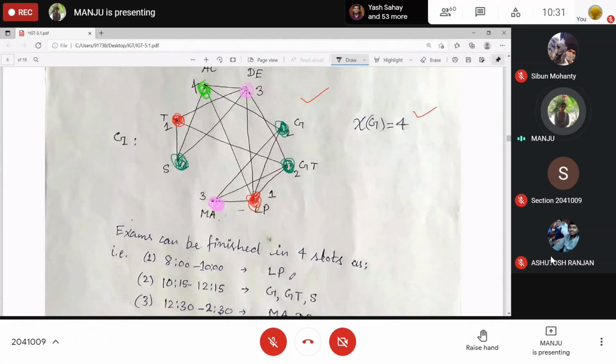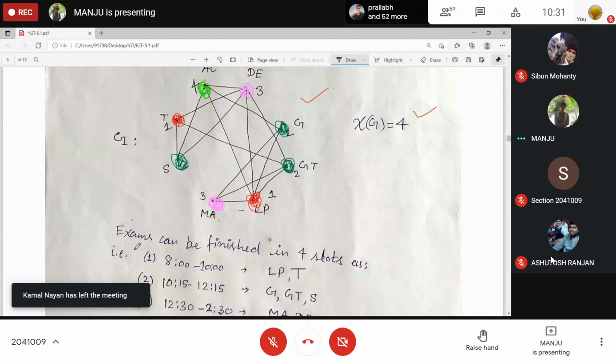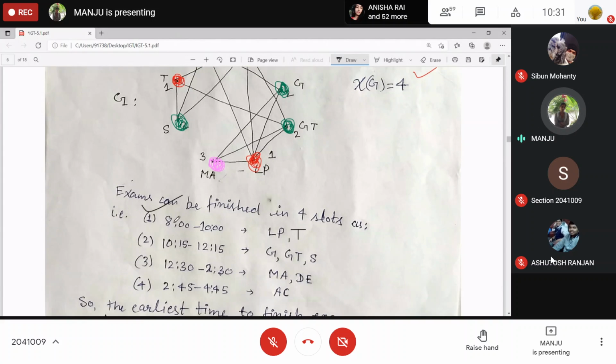LP and topology. So this should be topology as well. First slot, LP and topology. It is not necessary that you have to fix this 8 to 10 LP and topology. It's up to you. You can write this in the first slot, this in the second slot. Doesn't matter.